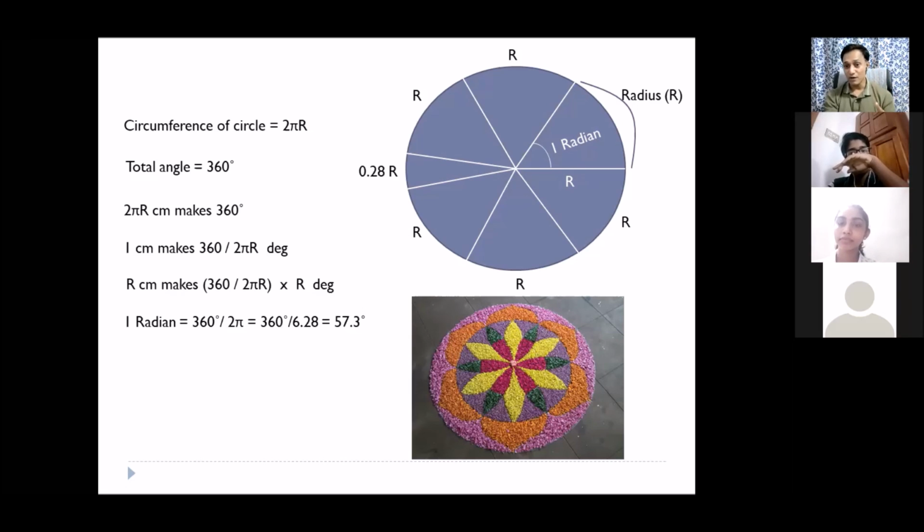And you can also find this out using the second method, which is what Shivananda told. How many r's are there in 2 pi r? 2 pi r's are there, or 6.28 r's are there. So 2 pi r's are there, which means 360 divided by 2 pi. That is this 360 by 2 pi. Same thing. Both methods yield the same answer.